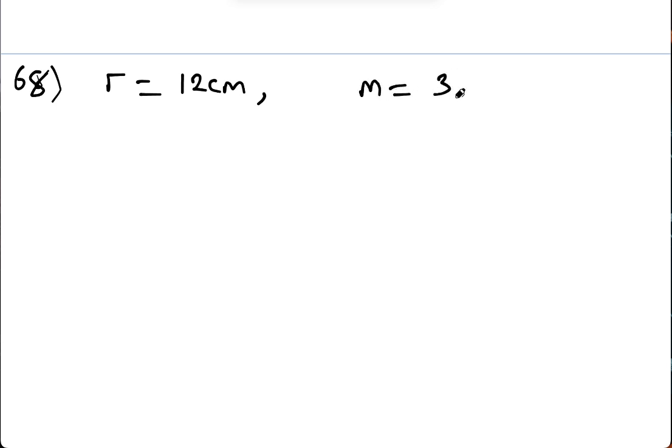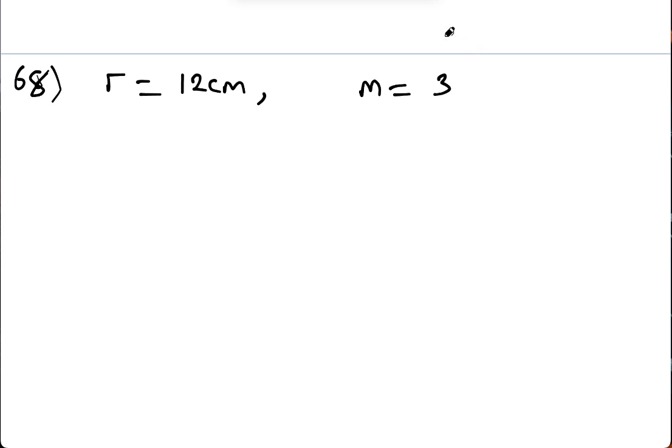Okay, to question 68 now. Question 68 says that the radius of curvature of a lens is 12 centimeters. Then it forms an upright image which is 3 times the size of a real object. So what that means basically is that the magnification equals 3, meaning that it is 3 times.